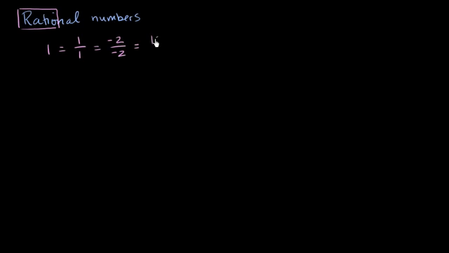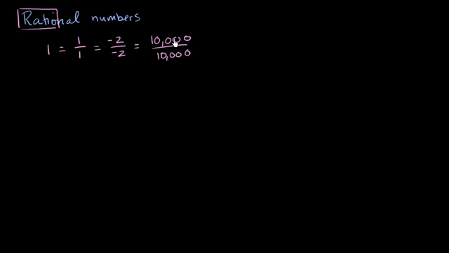So let's talk a little bit about rational numbers. Rational numbers. And the simple way to think about it is any number that can be represented as the ratio of two integers is a rational number. So, for example, any integer is a rational number. 1 can be represented as 1 over 1, or as -2 over -2, or as 10,000 over 10,000.